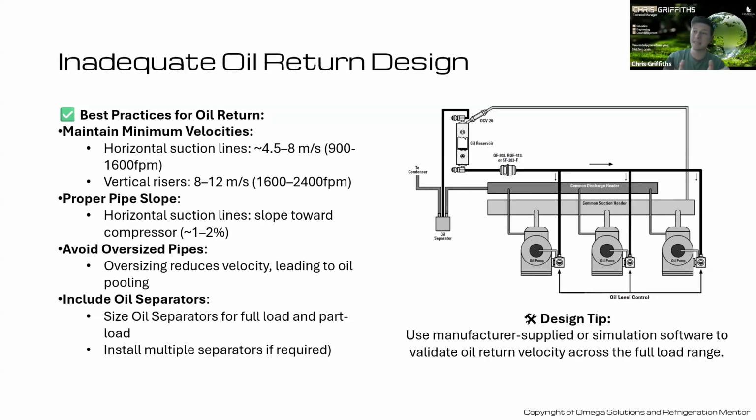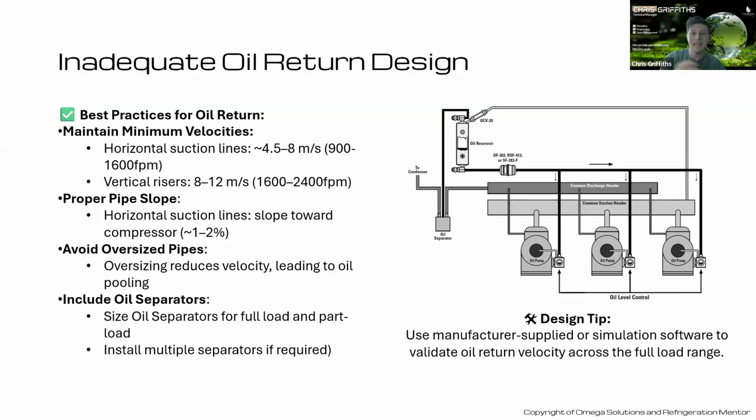So we have our best practices here. Our minimum velocities for our horizontal sections of suction, generally between 4.5 to 8 meters a second, 900 to 1600 feet per minute. And on vertical rises, between 8 and 12 meters a second, or 1600 to 2400 feet per minute. Those who are familiar with rules of thumb for pipe sizing will know that those are lower than HFC refrigerants. We will also make sure on horizontal sections that we have a proper pipe slope implemented.